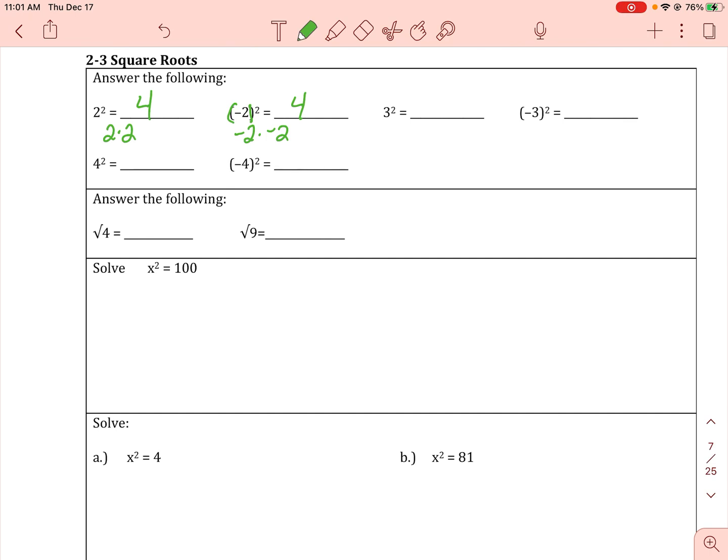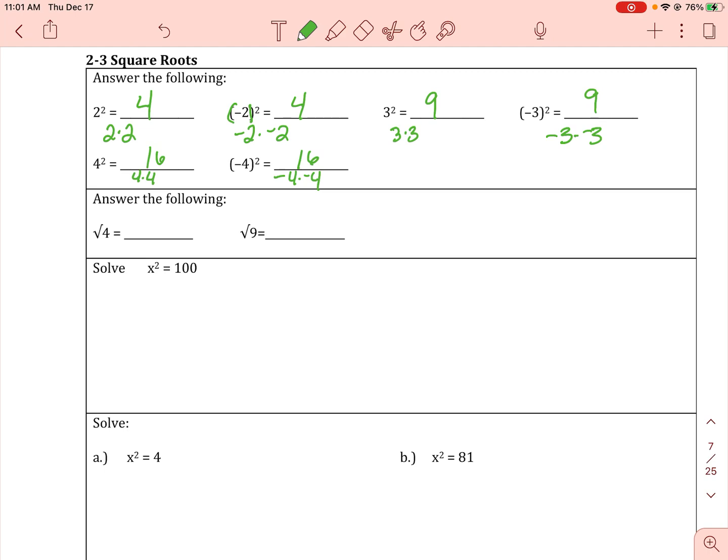So here, 3 squared is 3 times 3, which is 9. Negative 3 squared, or the quantity negative 3 squared, is negative 3 times negative 3. Again, the parentheses make a big difference because you get a positive. 4 times 4 is 16. Negative 4 times negative 4 is still 16. So that's squaring a number.